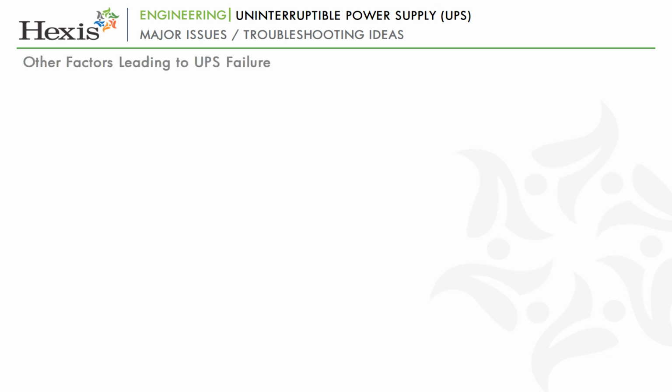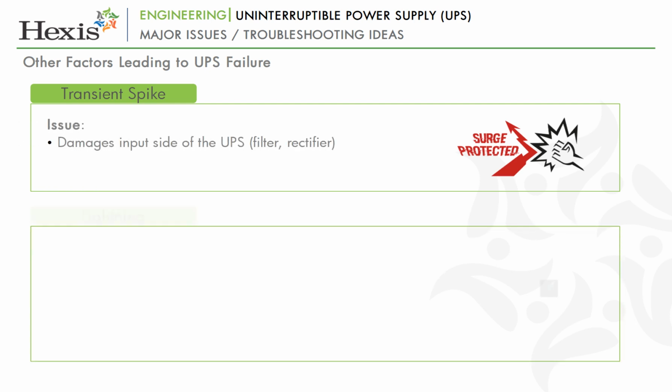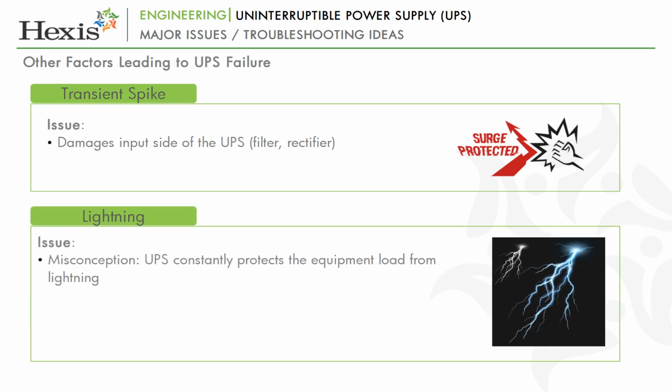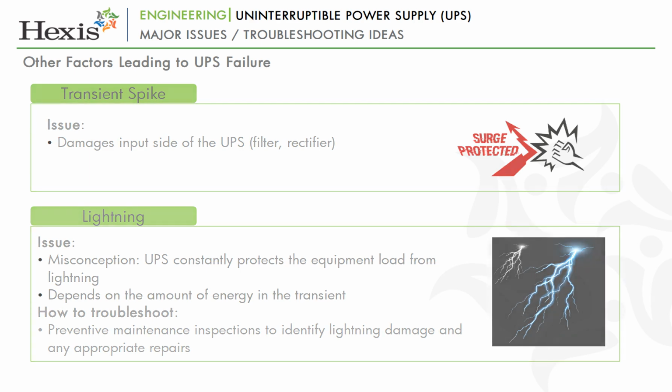There are other factors as well that can lead to UPS failure. Here is the list of some of the common events. Transient spikes can cause damage to the input side of the UPS, including the filter and rectifier. Lightning can also damage the UPS and/or connected load. A common misconception is that a UPS constantly protects the equipment load from lightning, but it primarily depends on the amount of energy in the transient. Preventive maintenance inspections can readily identify lightning damage and any appropriate repairs if required.